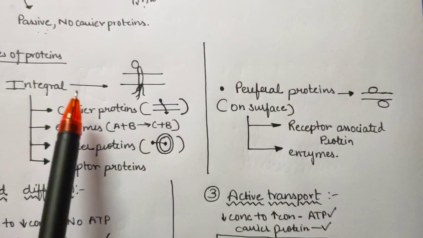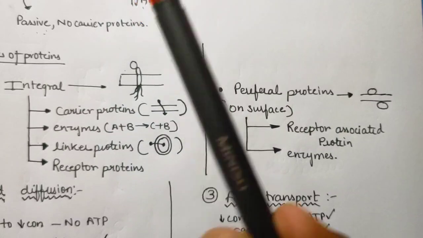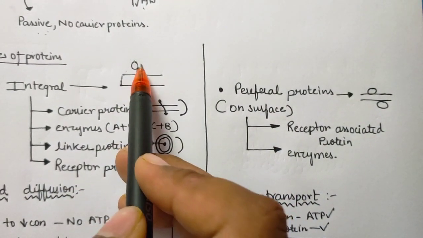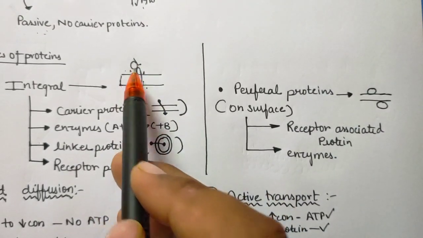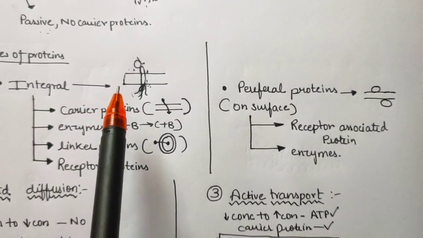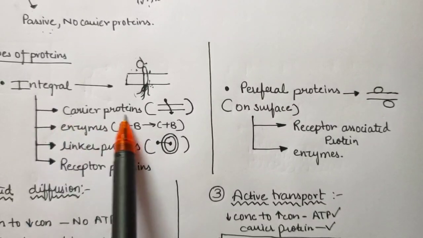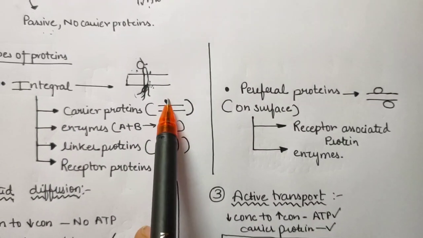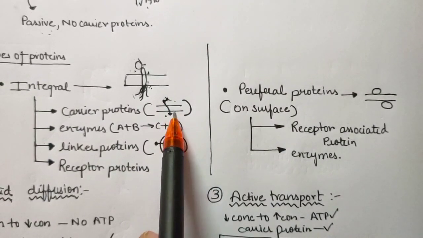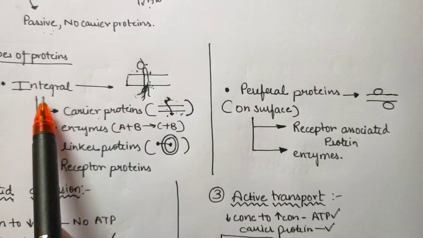Now first let us see about integral. Here in the diagram you can see this is a membrane, and the integral proteins are throughout the membrane, passing all the way through it, so they are known as integral proteins. And these integral proteins are of four types. Carrier proteins take the material or molecule from outside of the cell and carry it inside the cell. They are present throughout the membrane, so they come under integral proteins.